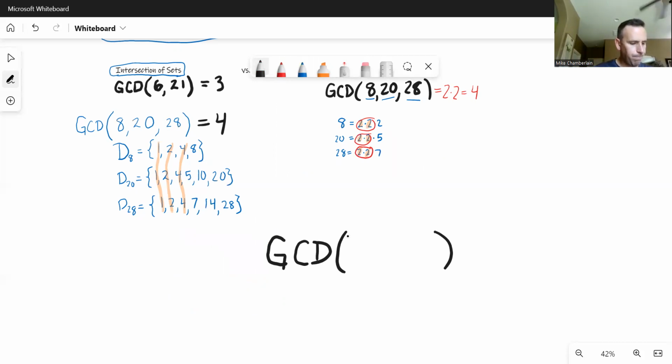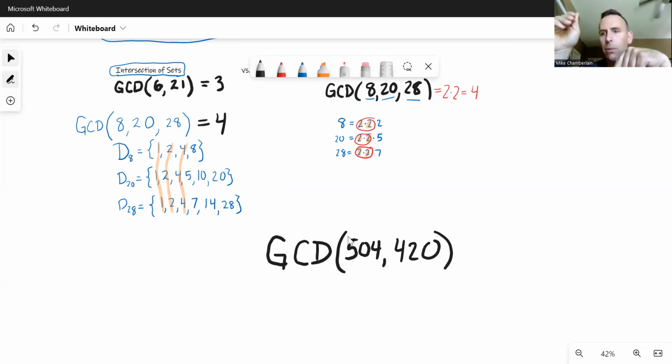Greatest common divisor. Let's use two numbers, and I have my calculator here because I had this number in mind. I have to recalculate it. Let's say the first number is 504. And then the second number is 420. What is the very largest number, the greatest number, that is a divisor of these two numbers? In other words, it divides evenly into both.